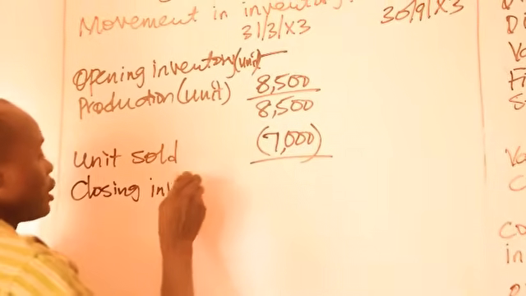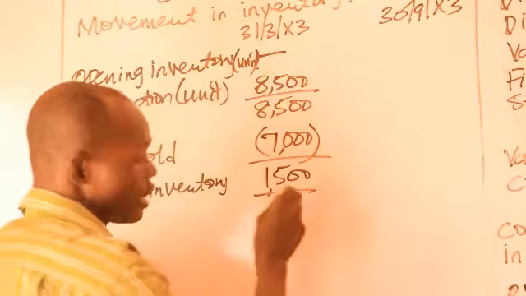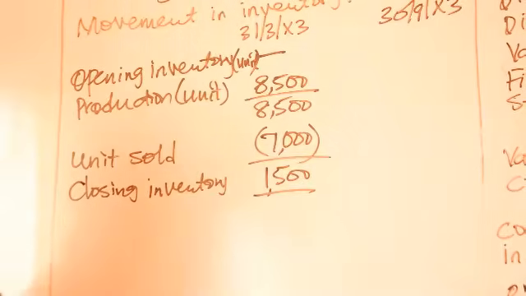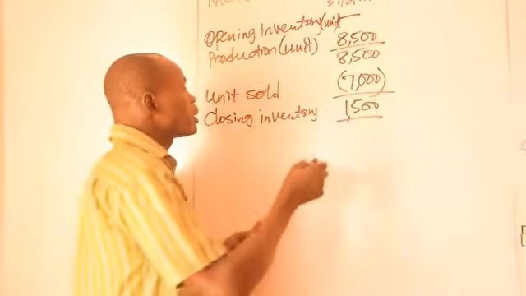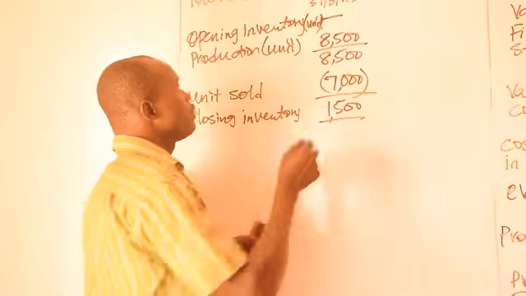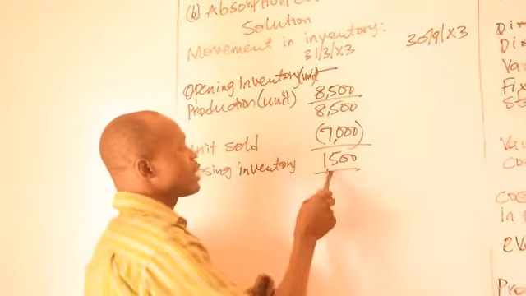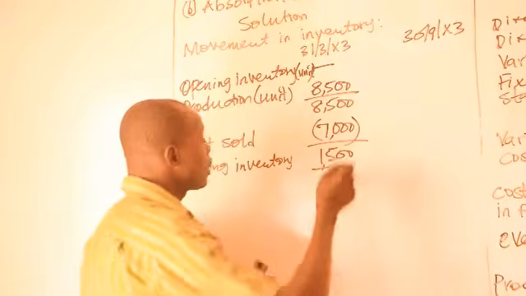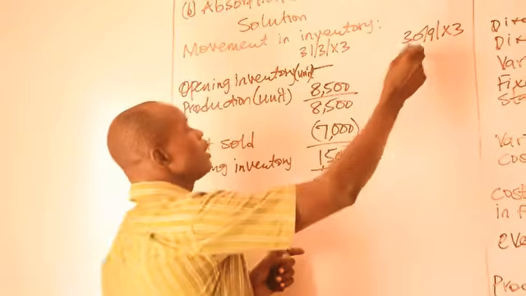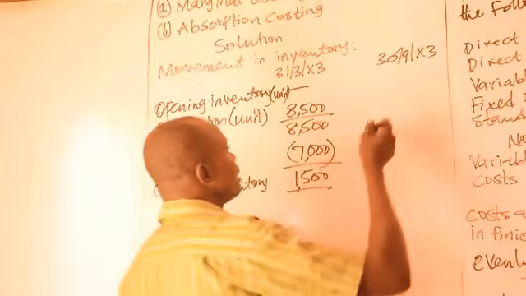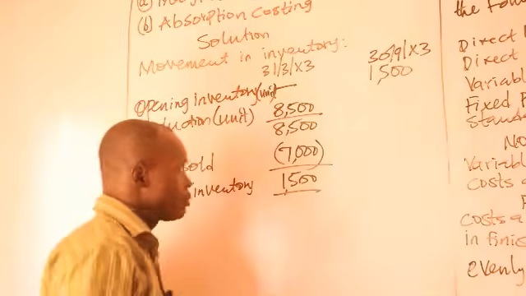Closing inventory of 1,500. Since the closing inventory in the first period ending 31st March 20x3 is 1,500, the closing inventory for this period will be the opening inventory of the next period. That means the opening inventory will be 1,500.